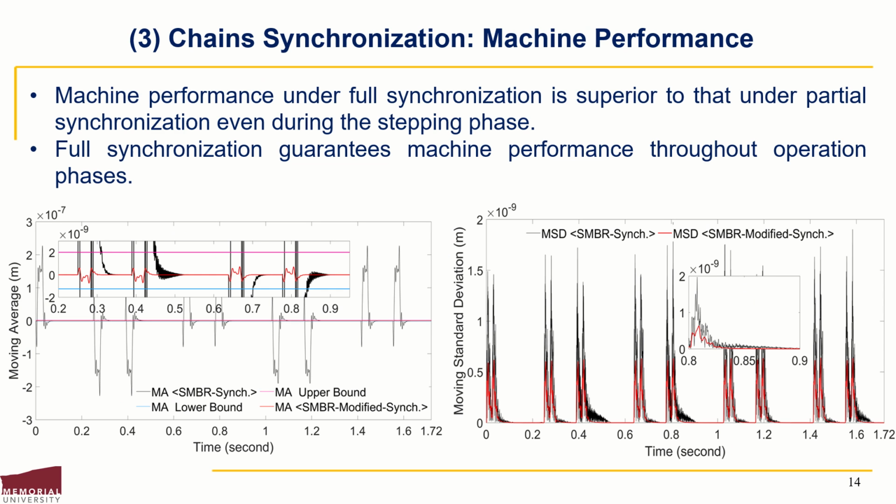As shown in these figures, using all position information from the reticle, optics, and wafer chains under full synchronization results in a better MA and MSD machine performance compared to the case when partial synchronization is used, even during the stepping phase. Therefore, full synchronization guarantees machine performance during all operation phases.